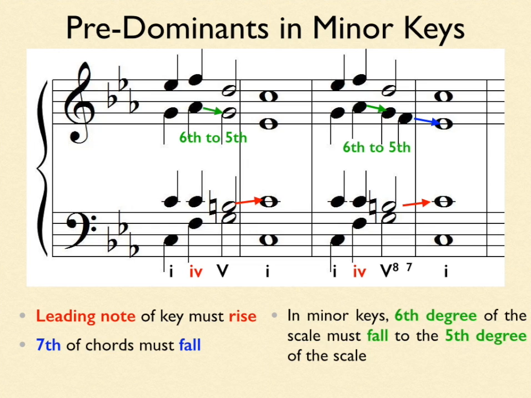You need to have a very good ear to hear it. If that 6th degree went anywhere else, it'd probably be quite obvious that it was an augmented interval, but it's difficult to hear because it sounds correct. So if you are able to hear that A flat falling down to the G, then well done. But the main things to look out for are the 7th falling and the leading note rising. Those are the main rules that I want you to take away from today's lesson. So let's hear the last example.